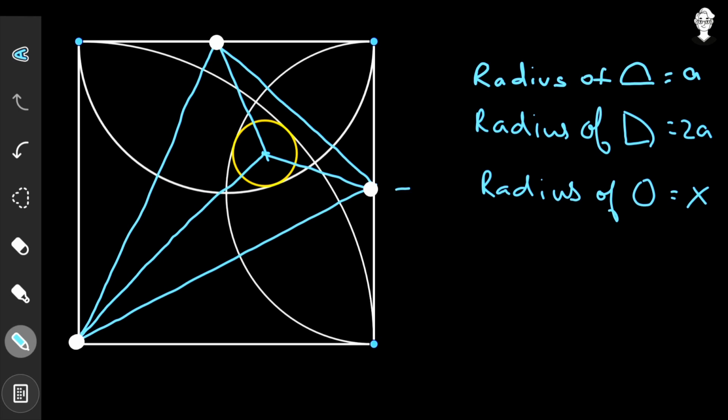As this point is the center of the semicircle, from here to here it is going to be the radius, and that is going to have a value a. So this much length is a. This is the side of the square, so it is going to have a value 2 times a. This is also the radius, so having a value a. This is the radius of this above semicircle, so having a value a. This is also the radius, having a value a, and this is the side of the square, so having a value 2 times a.